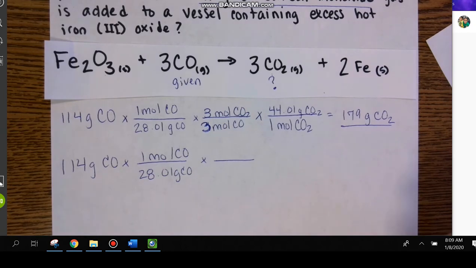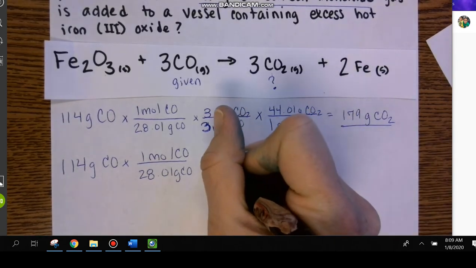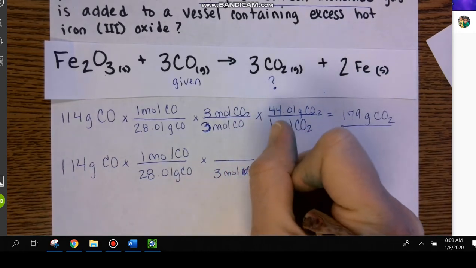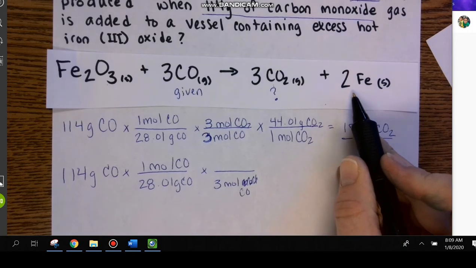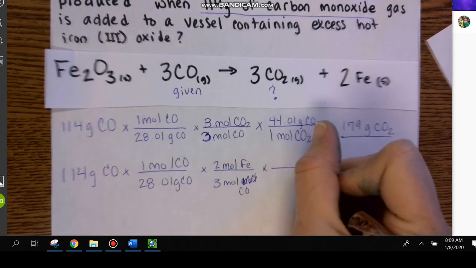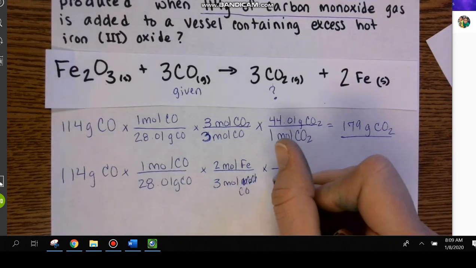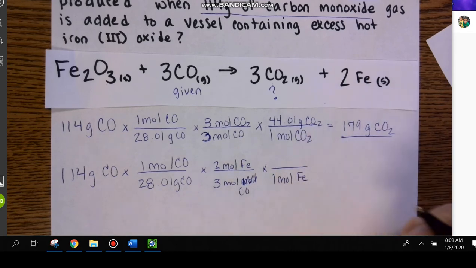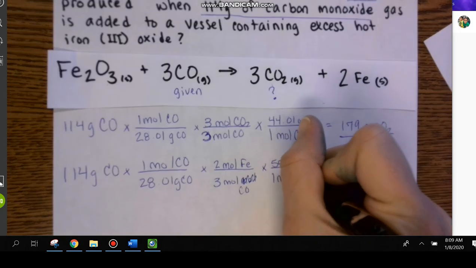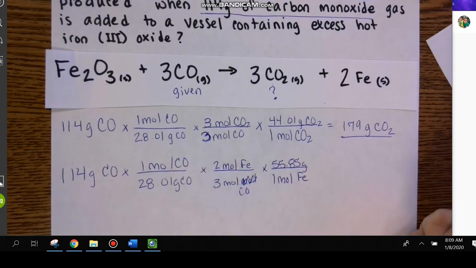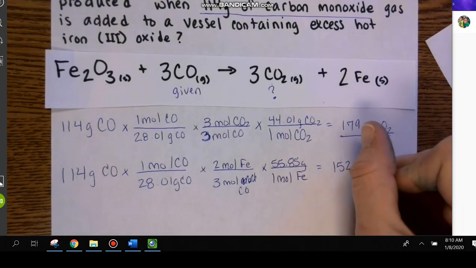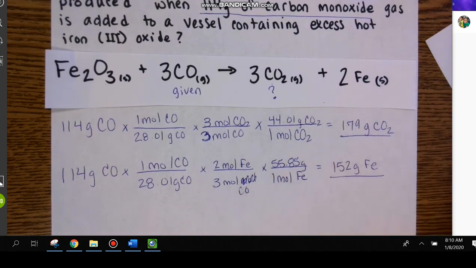and we have to do our mole-to-mole calculation again. Here, for every 3 moles of carbon monoxide, we have 2 moles of iron. We get that from our balanced chemical equation. Okay. Then, for every 1 mole of iron, we look for our molar mass on the periodic table, and that is 55.85 grams. When we put all this in our calculator, we get 152 grams of iron produced in this reaction.